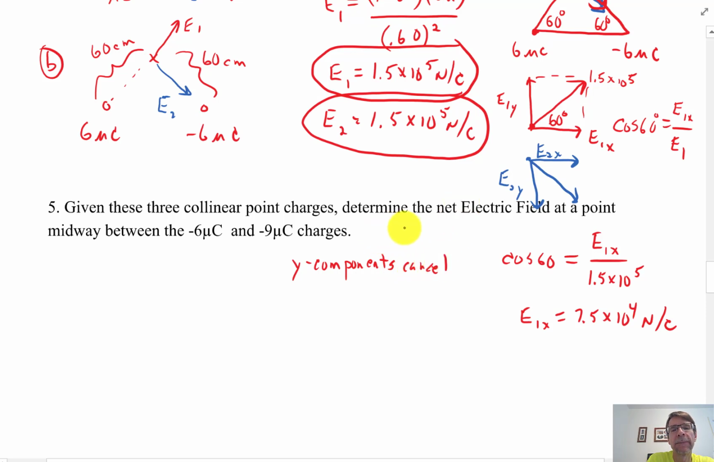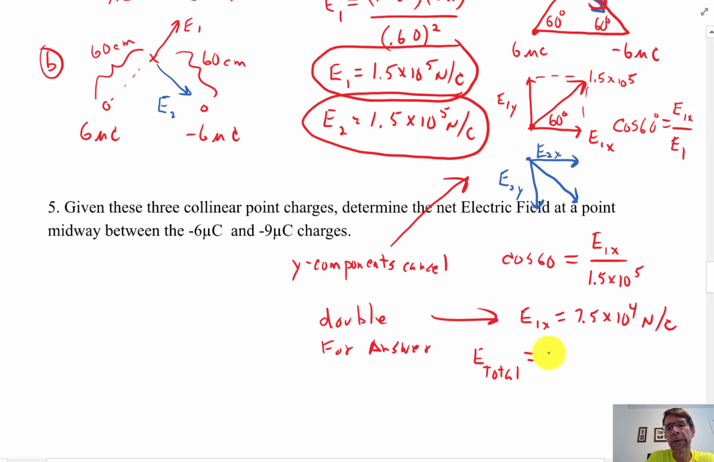Okay, that's for this problem up here. I'm not doing problem 5 yet. But there's two equal x components. All I gotta do is double that answer, because E sub 2x will be the same size. So the final answer is E total, E final. E total will be equal to 2 times that. So that's going to be 15 times 10 to the 4th newtons per coulomb, which would be 1.5 times 10 to the 5th.